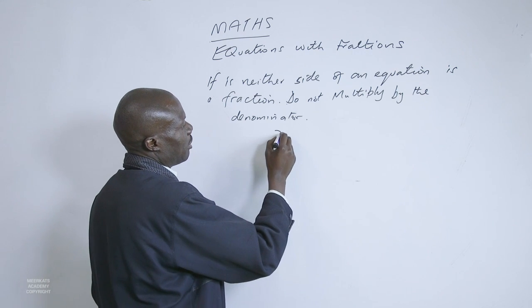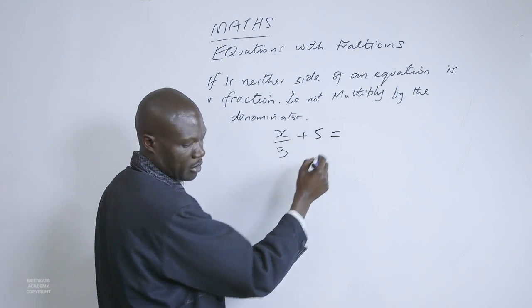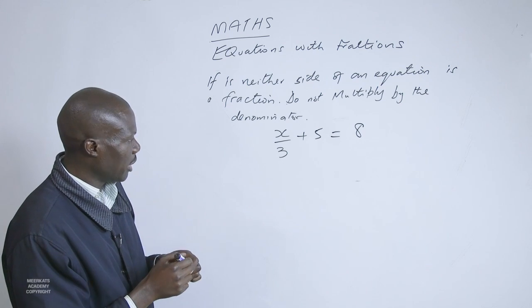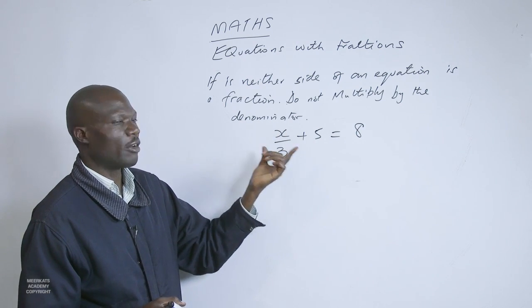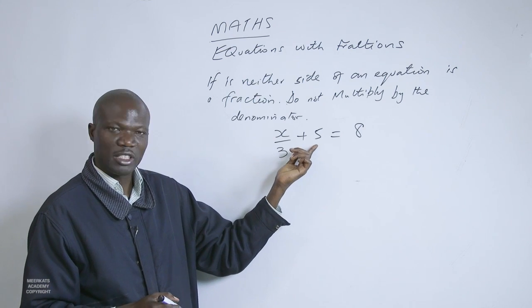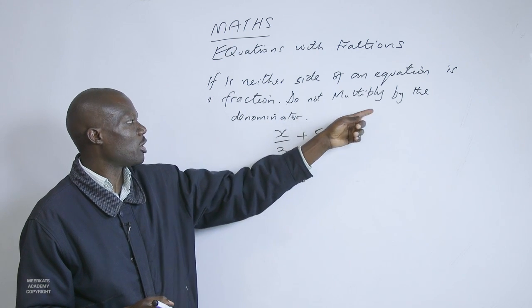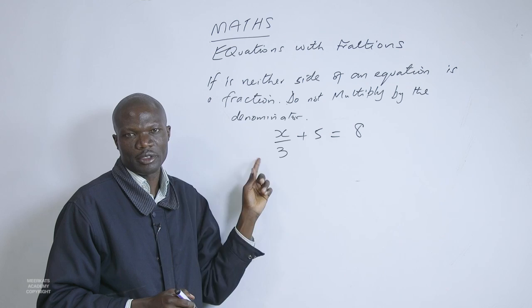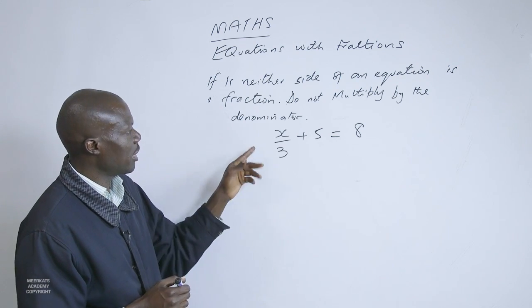We are saying this. If you have, for example, x over 3 plus 5 equals 8, neither side of the equation here forms a fraction. So this one is different, this one is a fraction. So we are saying here that you do not multiply by the denominator. Do not multiply by 3. Don't.